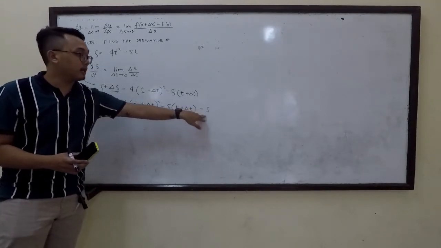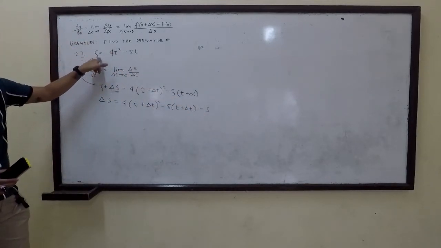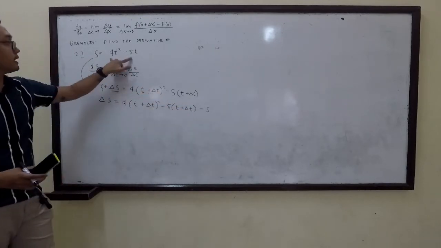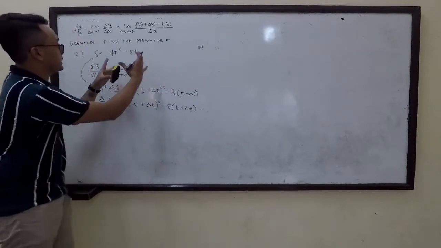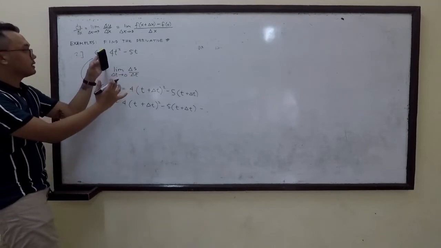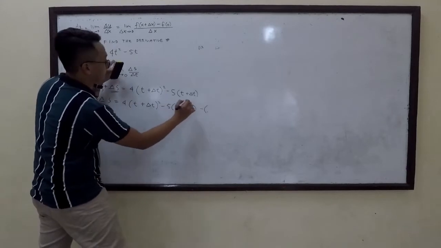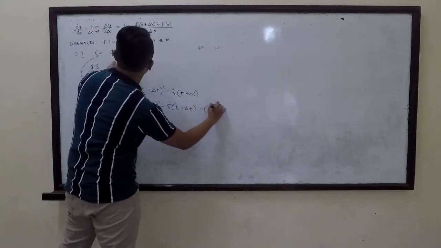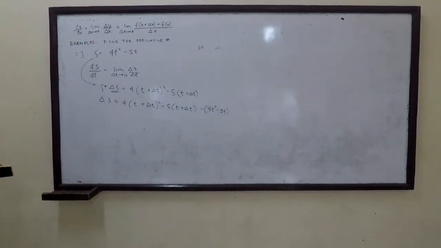Then remember, the independent variable changes its value. Since the value of s is this, we can substitute it there. So this now becomes, we put it in parentheses, because it has two terms. Without parentheses, the negative can't be distributed. So we put parentheses: 4t squared minus 5t. Okay? So this is now the value of delta s.